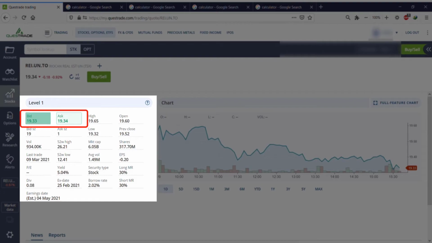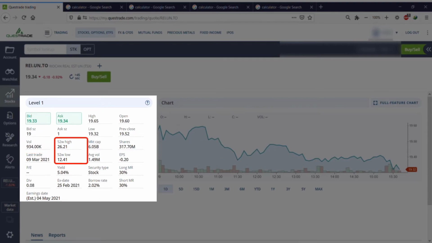As I said, bid is the highest price that a buyer is willing to pay to buy the stock, and ask is the lowest price that a seller is willing to accept to sell the stock. Bid SZ and ask SZ mean bid size and ask size, which, as I said, you have to put 2 zeros after each time. So 19 would be 1900, 1 would be 100, because the system shows the lots in multiples of 100. Volume means the amount of shares being traded.